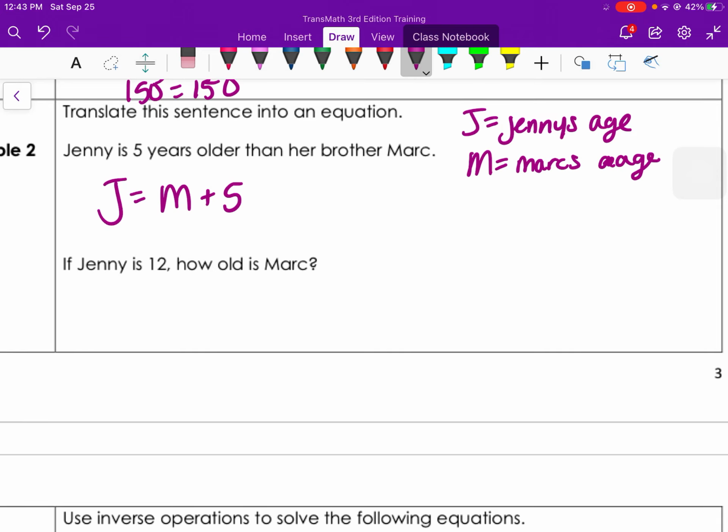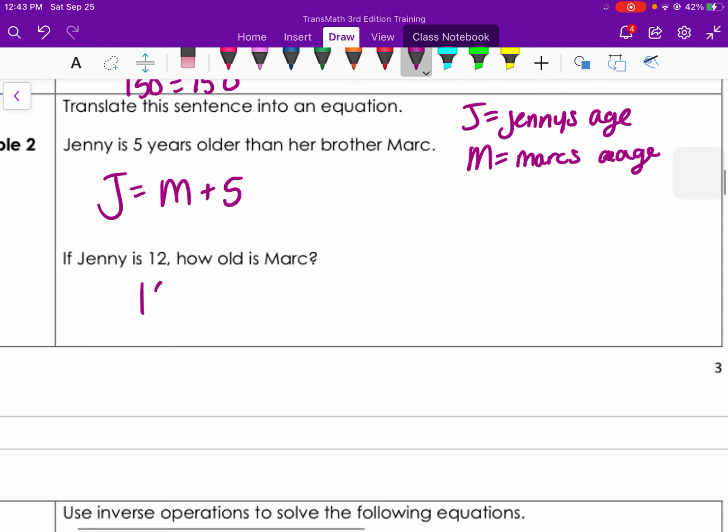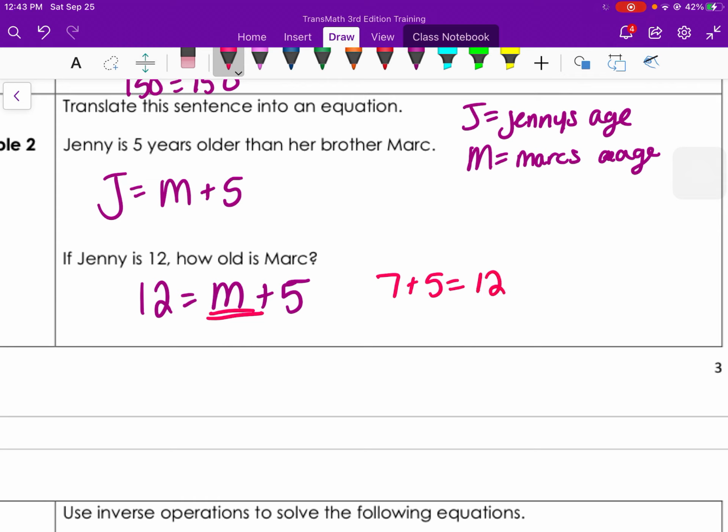So if Jenny is 12, how old is Mark? If Jenny is 12 and Jenny is 5 years older than Mark, you could do it two ways. You could say Jenny minus 5, so 12 minus 5, and that could give you Mark's age. We're figuring out this spot right here, and I know that 7 plus 5 is 12. That means that Mark is 7.